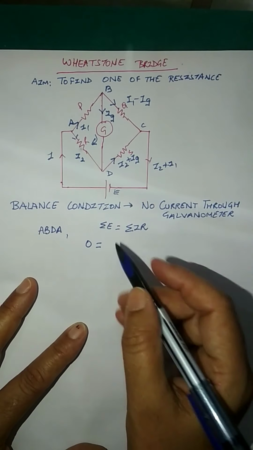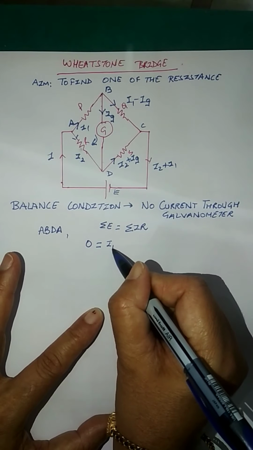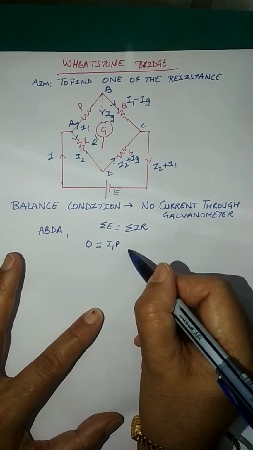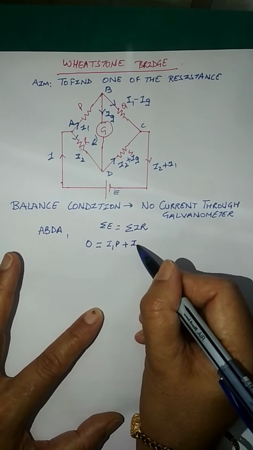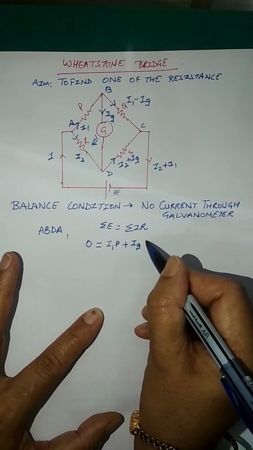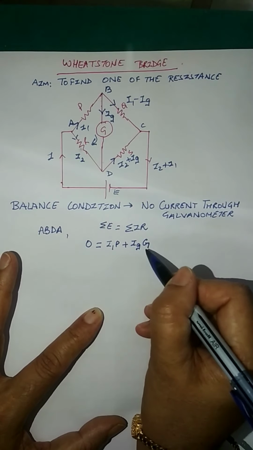I'm going in the arm AB, so I'm going in the direction of the current. So what is my IR? Current is I1 and the resistance is P, so it's I1P. Now let's come to the arm BD. Now in BD, the current is IG, I'm going in the direction of the current, so my product is positive. So it's IG and say the resistance of the galvanometer is G. So my product is IG into G.